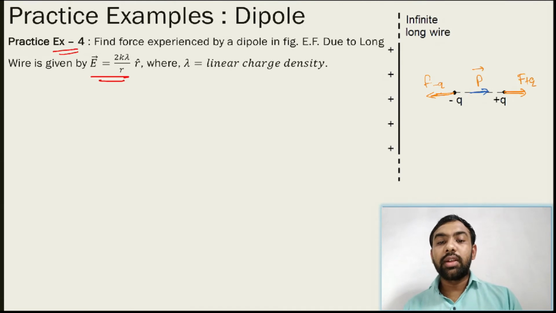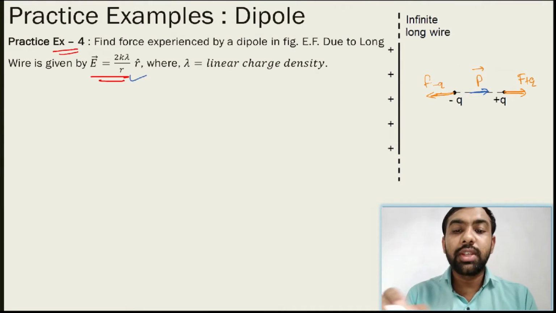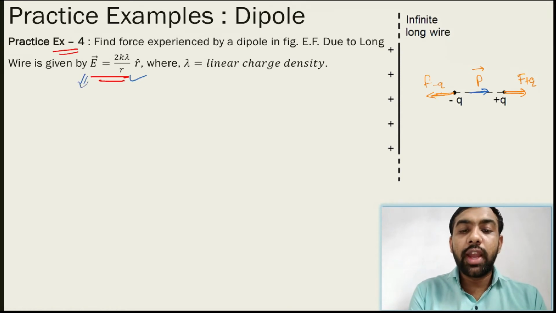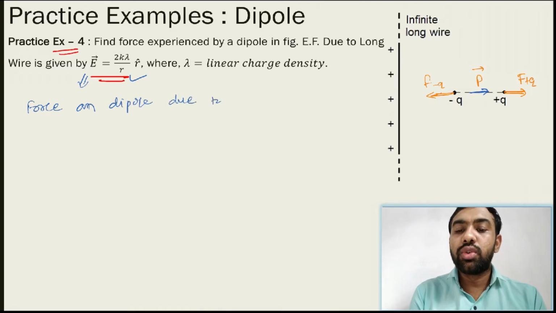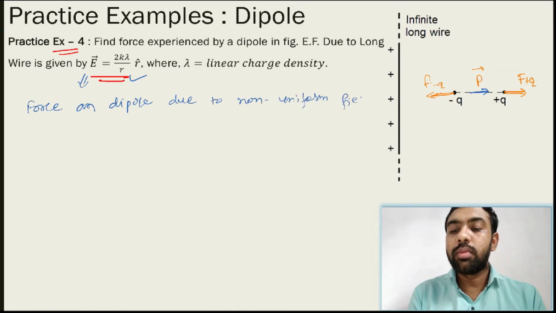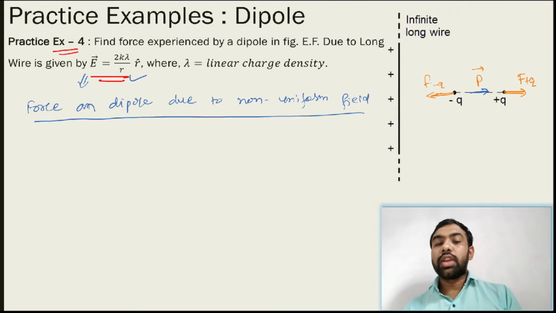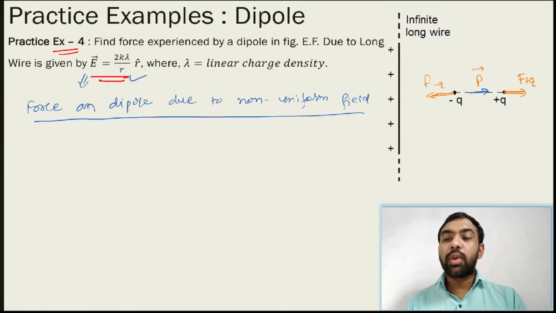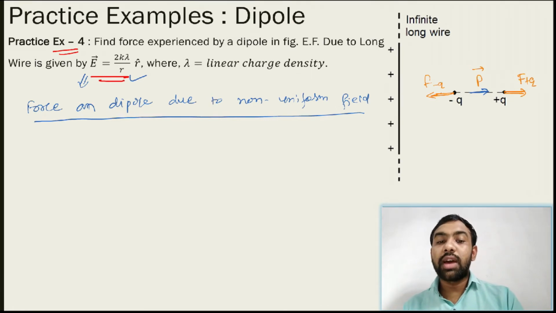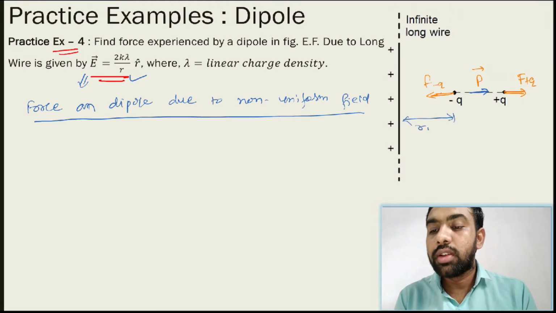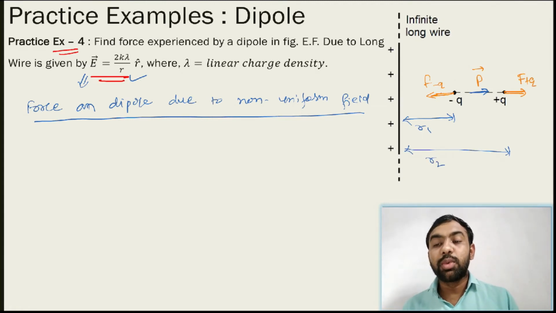Here this electric field is not uniform, it depends on R, which means it is non-uniform. So we have to find the force on the dipole due to a non-uniform field. Because the electric field given is E equal to lambda upon R, this depends on R, which means it is non-uniform. If you change R, if you consider this point, here it is R1, and if you consider this point, here it is R2. Then the electric field is different for both these points.